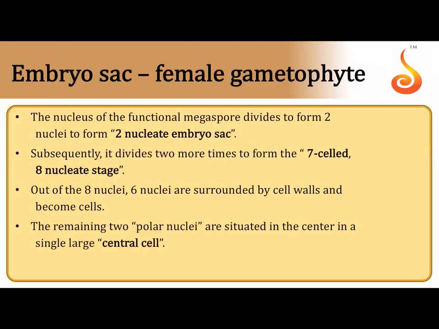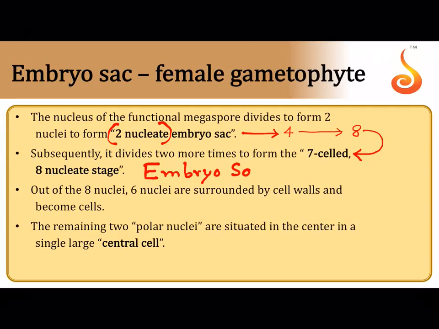Then it undergoes free nuclear divisions. First the surviving megaspore becomes 2 nucleate. Then after 2 nucleate it becomes 4 nucleate. Then after 4 nucleate it becomes 8 nucleate. And the 8 nucleate structure organizes itself into a 7-celled 8 nucleate stage. The 7-celled 8 nucleate stage is nothing but the female gametophyte or the embryo sac.